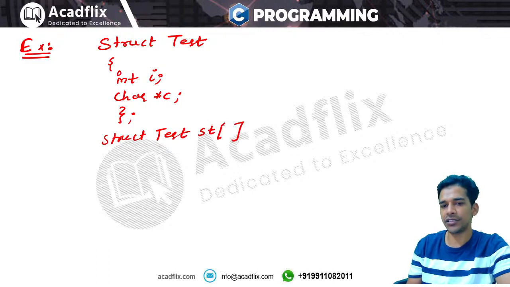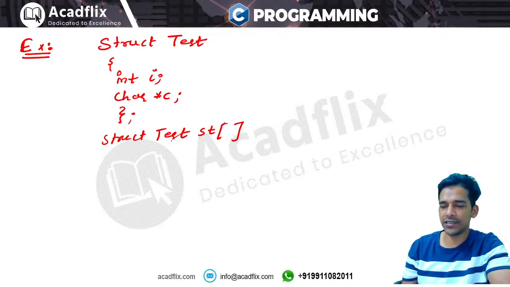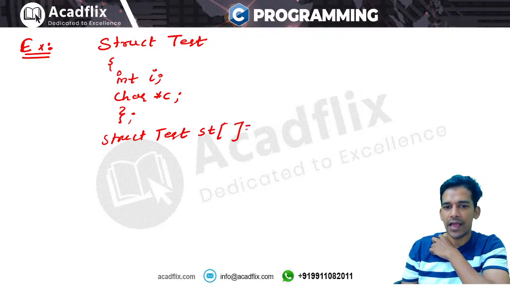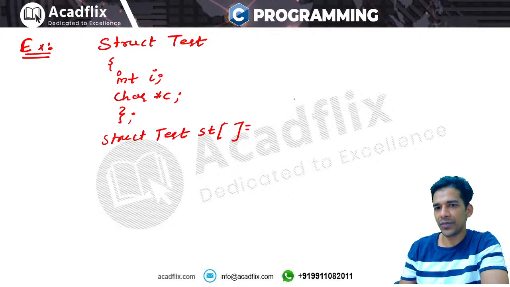ये एक array है structures का. It is an array of structures and every structure is a test type. In this I will have two members, right? That is an integer variable and the pointer to a string. So let us say we have some values like this.